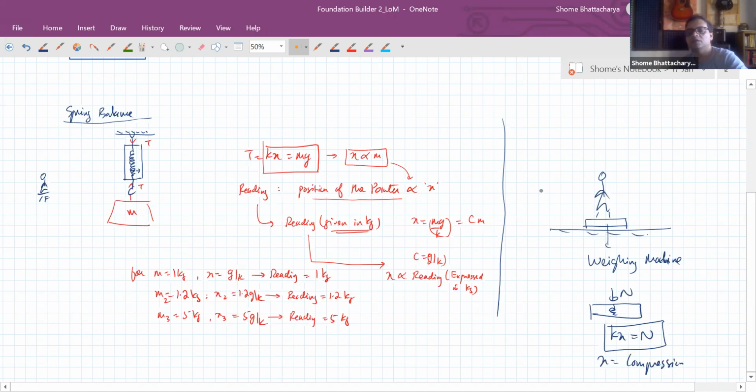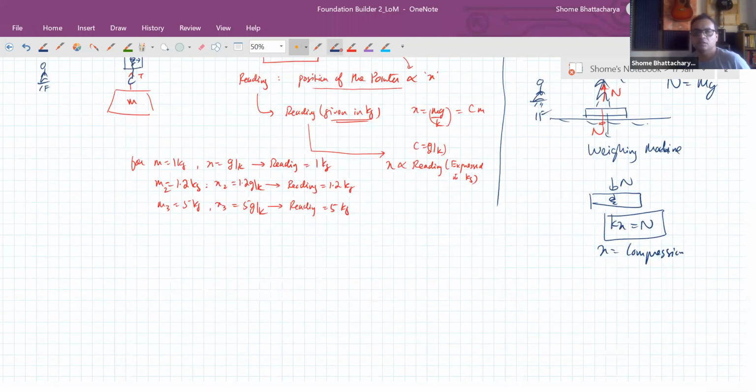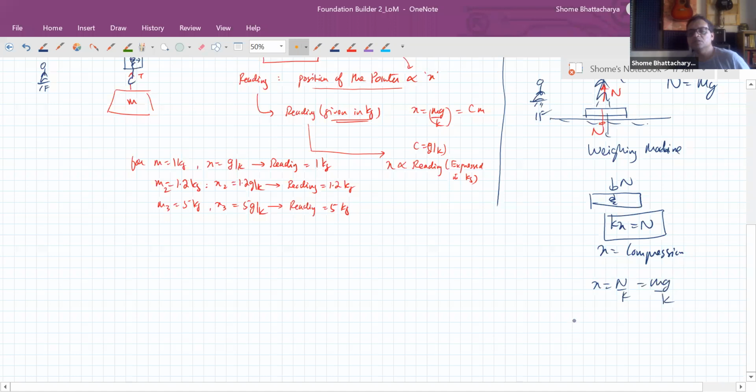Okay. And normally in an inertial frame, when the system is at rest, if the person's mass is m, then the normal reaction is equal to mg, because the person applies a downward force and the surface of the weighing machine applies an equal and opposite upward normal reaction. So the normal reaction is equal to the weight, assuming there's no other force. So X becomes equal to N by K, which is equal to mg by K. Again, you can see X is proportional to m. So the reading is expressed in kgs because it's proportional to m.